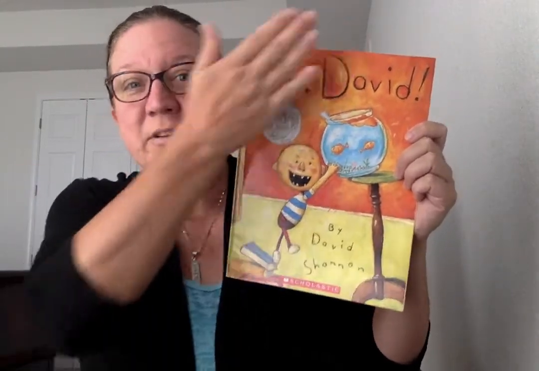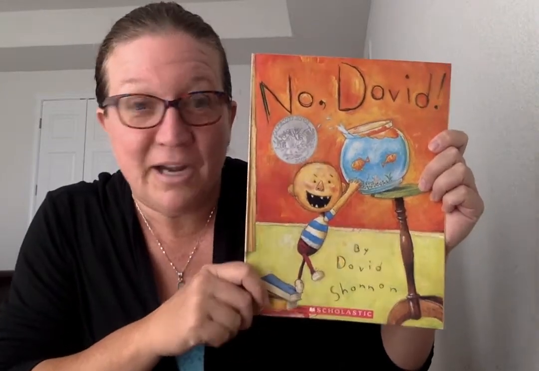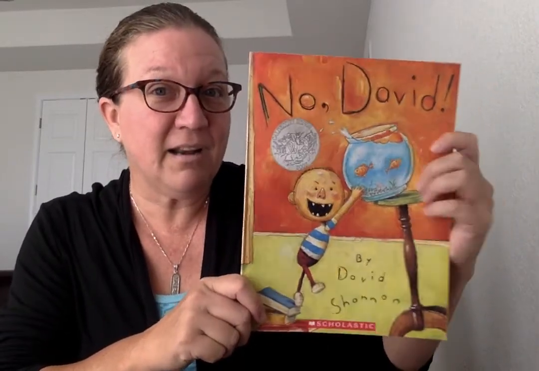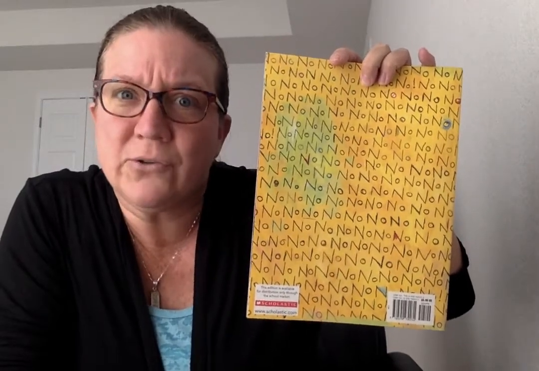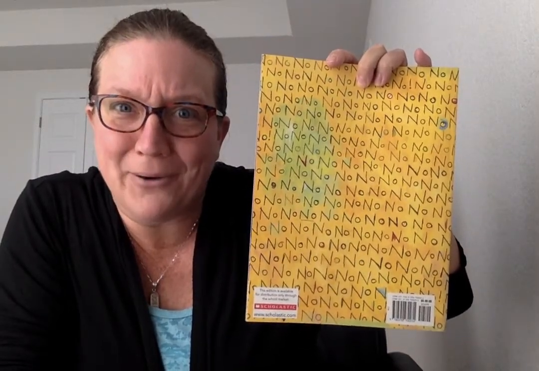Now, it's very important that we always look at the front cover of the book. We know that this is the spine of the book, and look at the back cover of the book. Sometimes even the back cover can give us some clues about what the book is going to be about, okay?